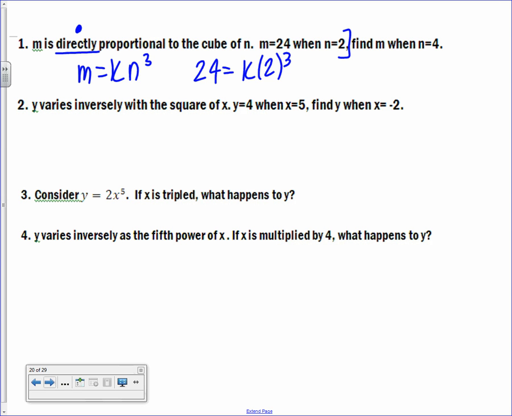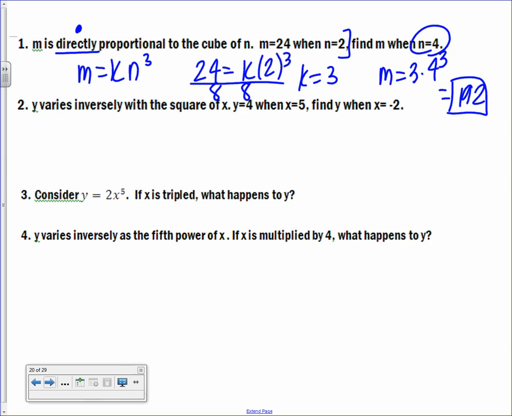So you plug in your n and your m, and 2 to the third is 8. So I divide each side by 8, and that gives me k equal to 3. Now I can solve my question. I know k is 3, and I want to know when n equals 4. So I'll plug in 4 to the third, and we should get a final answer of 192.